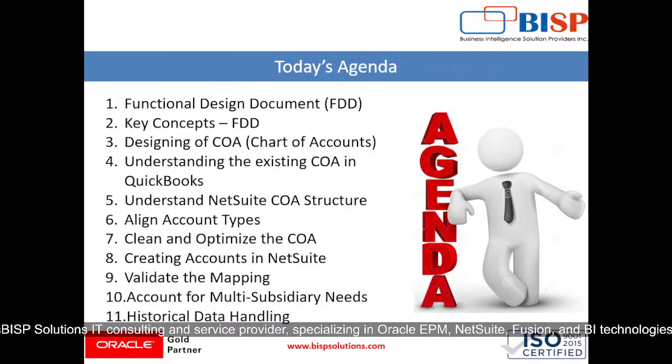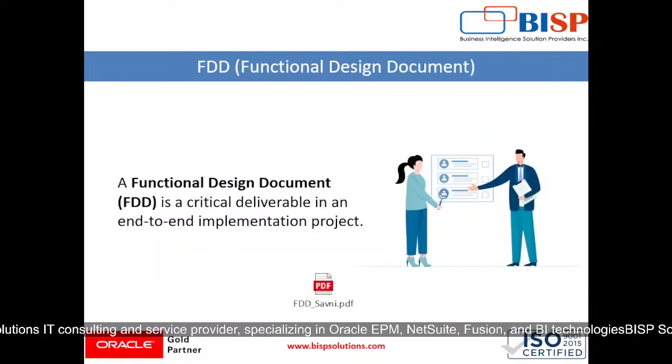Cleaning and optimizing the CoA, which means massaging and preparing the data as per NetSuite. Then creating accounts in NetSuite, how we can create accounts in NetSuite. Then validating the mapping document, whether the mapping is done correctly or not. Then accounting for multi-subsidiary needs, and then historical data handling will be done. So starting with our FDD, which is the functional design document.